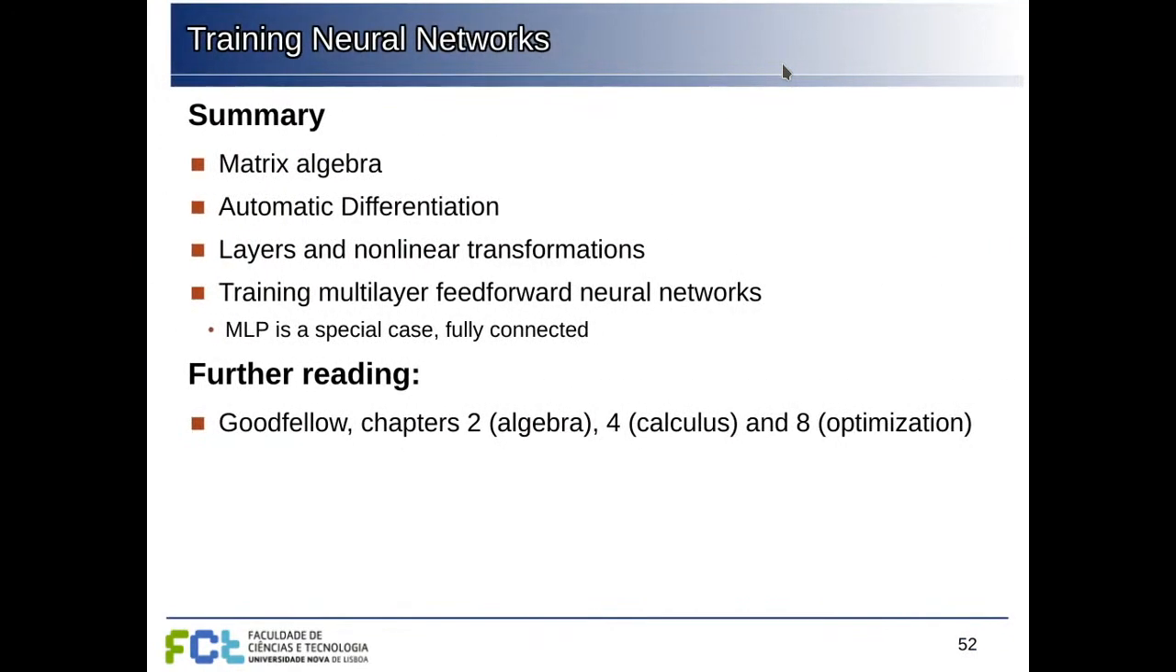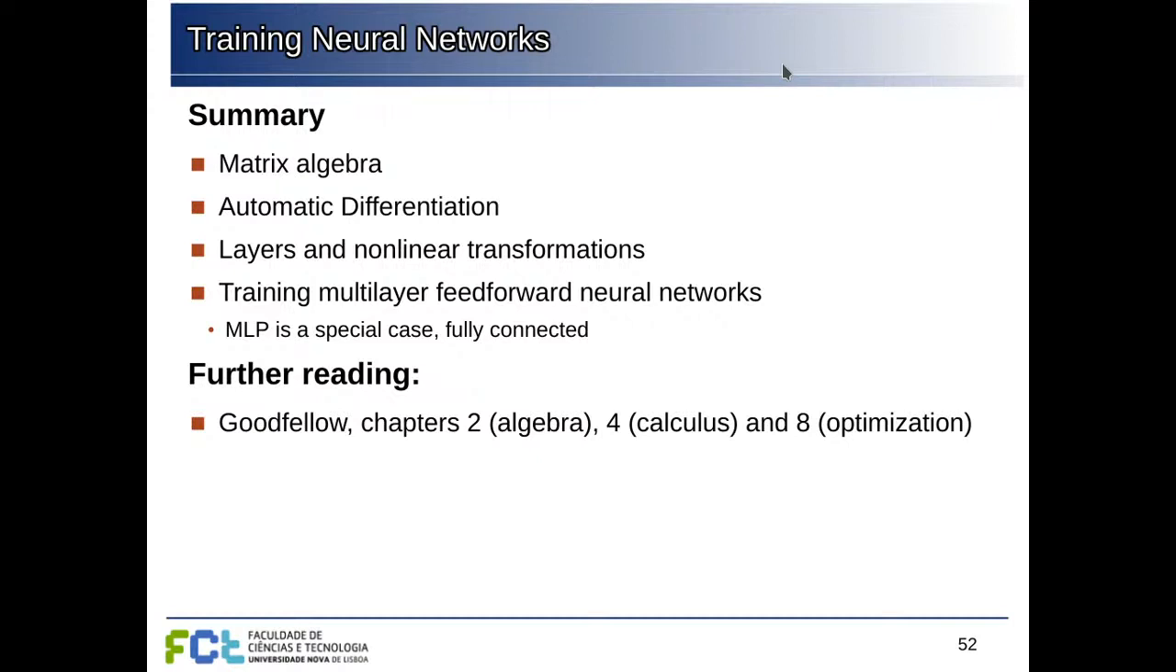So to sum up this part, we did a quick revision of matrix algebra, because matrix multiplication is very important in training neural networks. We saw automatic differentiation. Remember, this is not the same as numerical differentiation. We are not trying to estimate the gradients by small steps. We are actually using the analytical expressions for the derivatives.